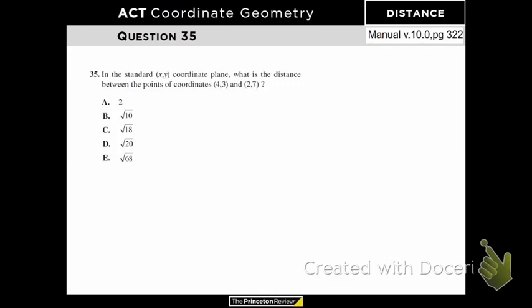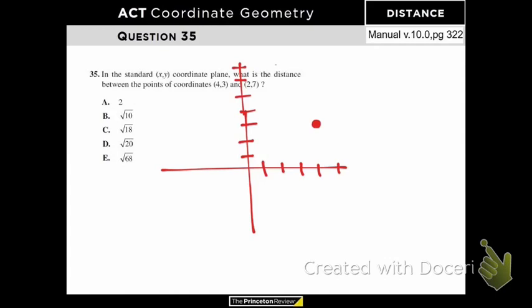So what we want to do here is draw a picture. You're going to have to be semi-accurate here because we have to be able to count correctly to get the right answer. So I'm going to just make my coordinate plane. My first point here is at (4, 3), and my second point is at (2, 7). Okay, so there are my 2 points, and I'm wanting to find this distance.